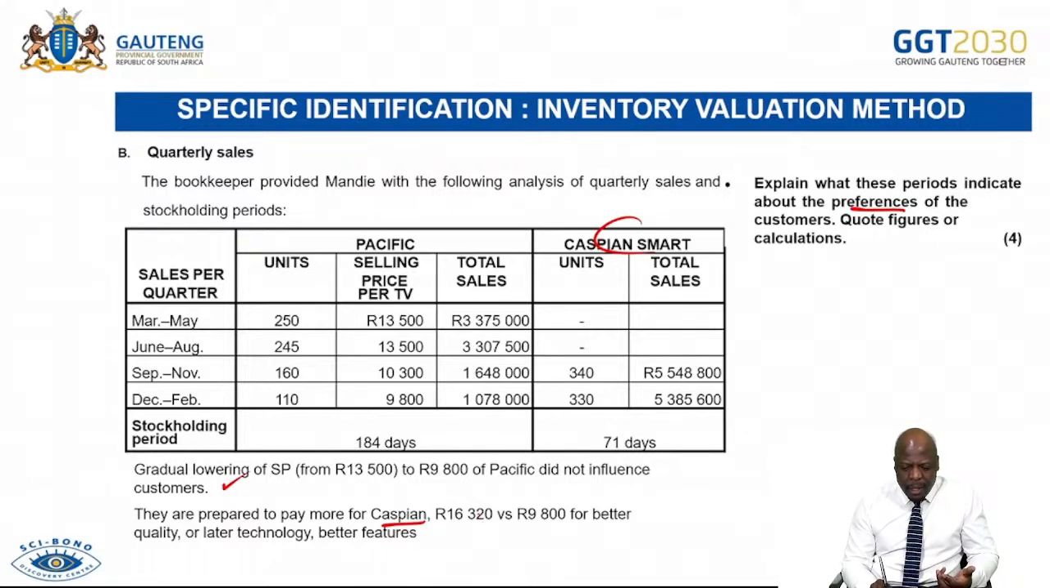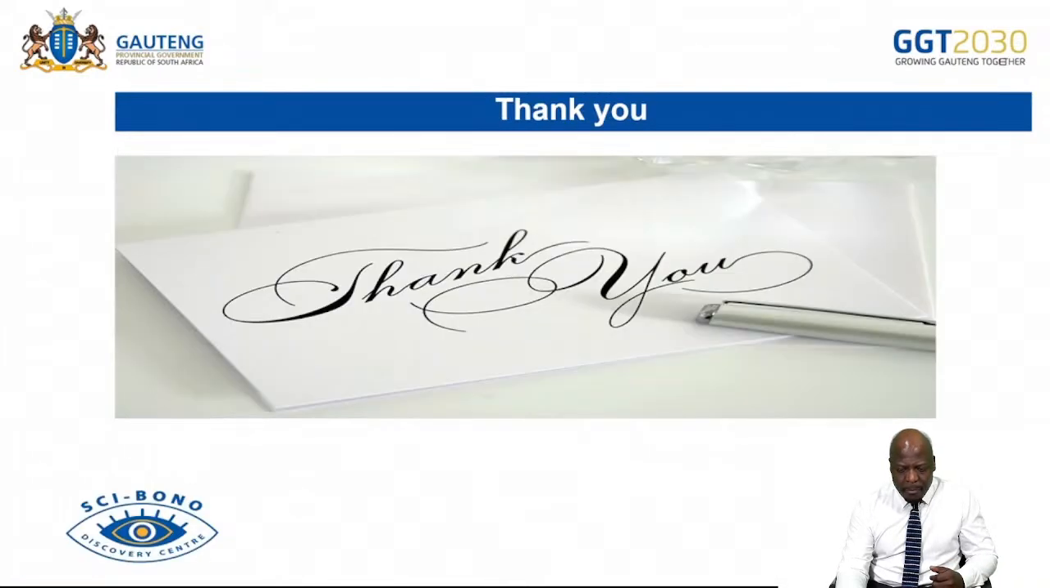That is 16,320 against what they are selling the Pacific for. That is for better quality or better features that is coming in the latest technology. So customers would prefer your Caspian TV.